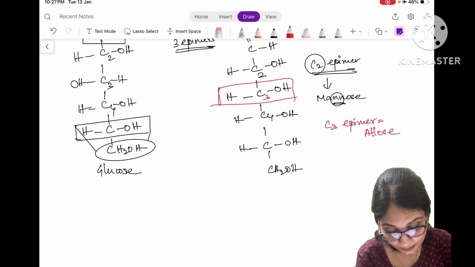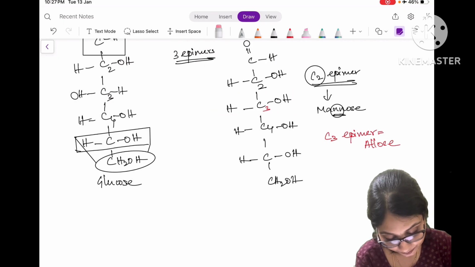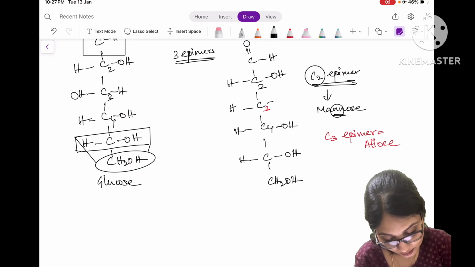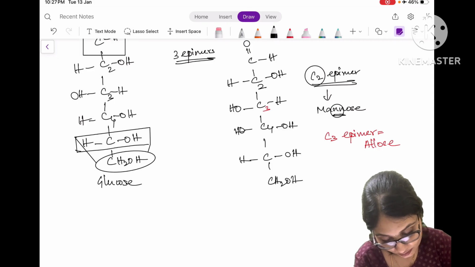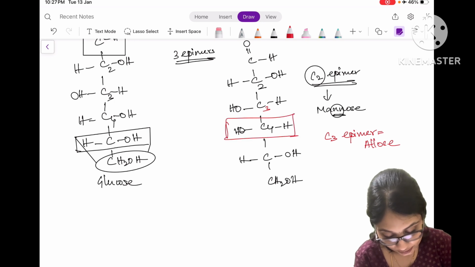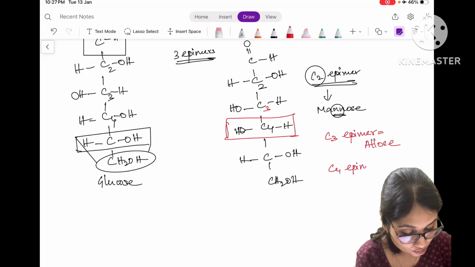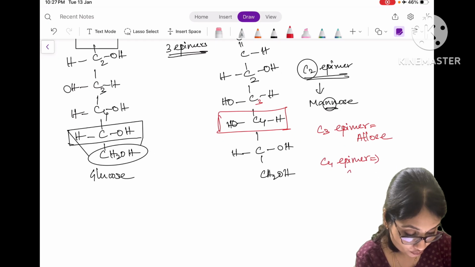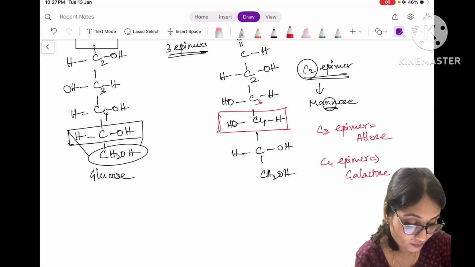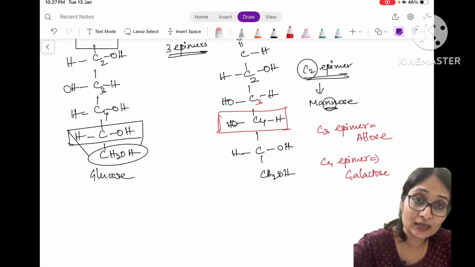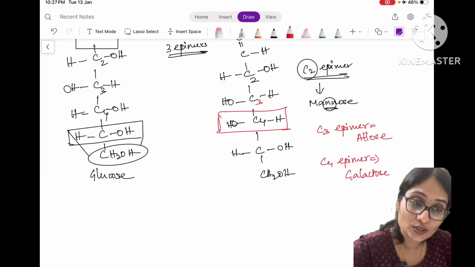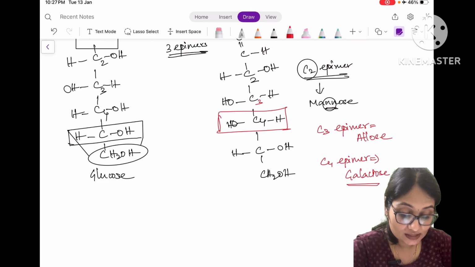Now let me draw the C4 epimer. How will the C4 epimer look like? C4 epimer means this should be OH here and H here, and this should be OH here and H here, right? Now C4 alone differs from that of glucose. So what is this called? The C4 epimer of glucose is called galactose. I hope you remember when we discussed lactose, I told you lactose is made up of galactose plus glucose, and galactose is a C4 epimer of glucose.